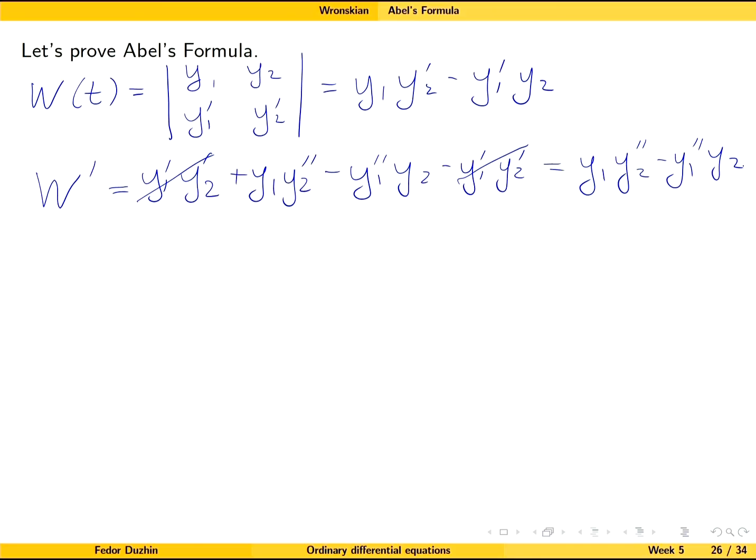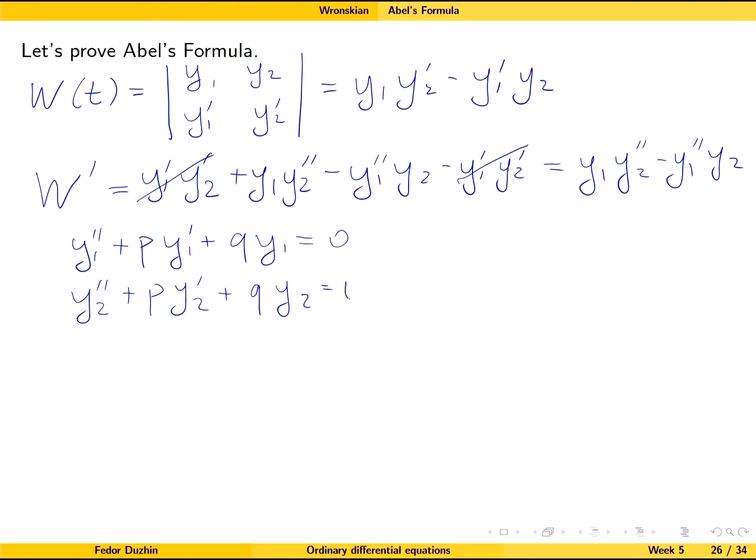Okay, so now let me write down the condition that y1 and y2 are solutions of the differential equation. So the differential equation is y double prime plus, strictly speaking, p of t, but I will omit the t, so I'll just write p. But please remember that it is actually a function of t. So y prime plus q y is 0. So that's the differential equation. So the function y1 satisfies this differential equation, and the function y2 also satisfies this differential equation. So I'll write y2 double prime plus p y2 prime plus q y2 is also 0.